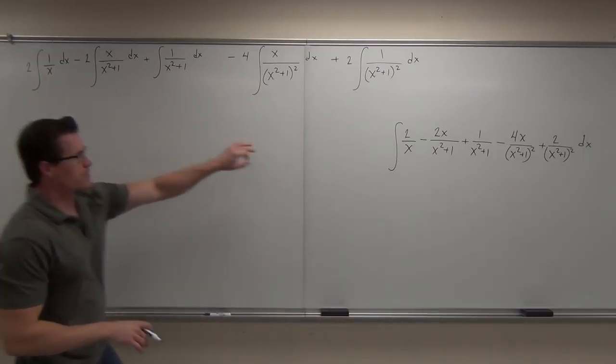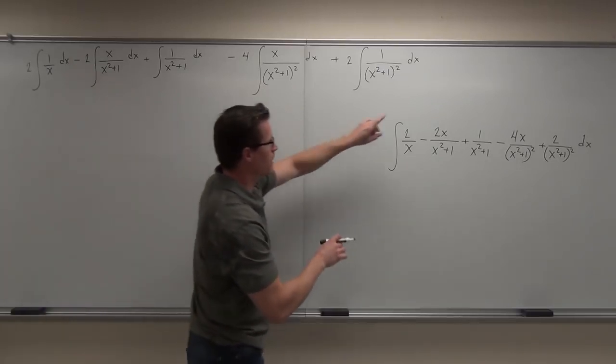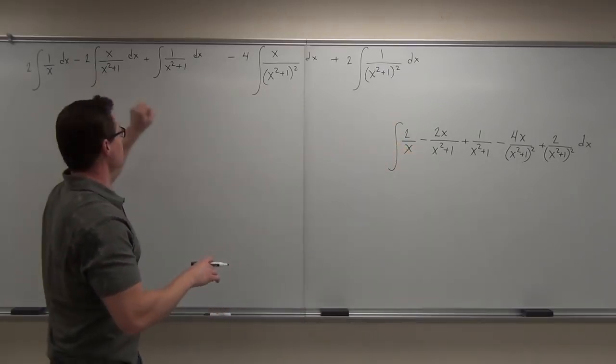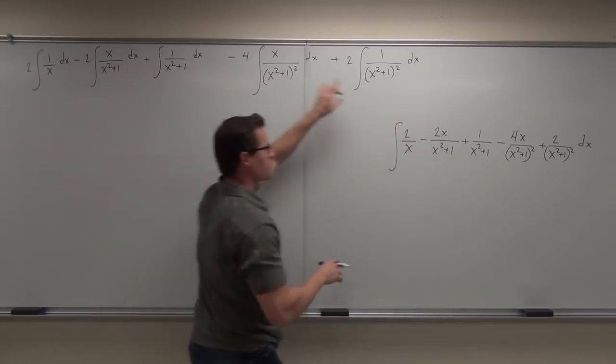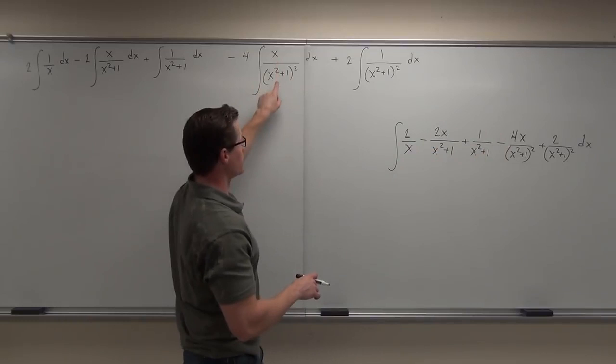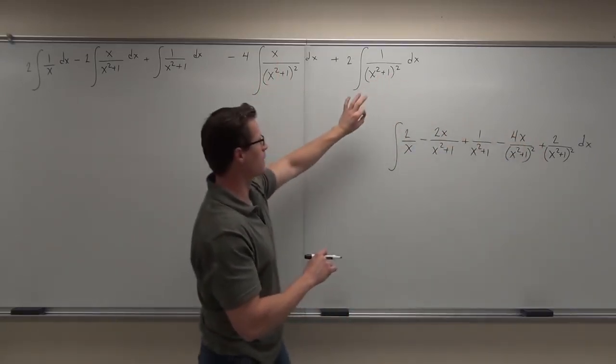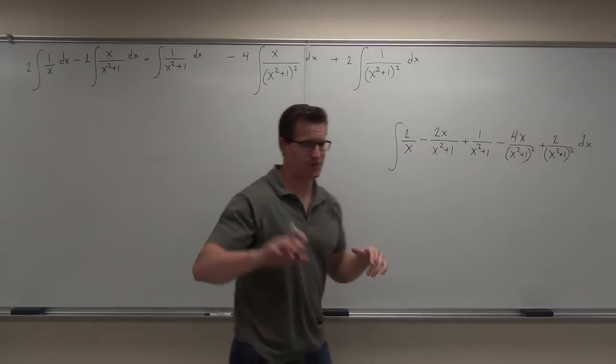We pulled the 2 out, we got 1 over x dx. We pulled the minus 2 out, we separate our integrals, we got x over x squared plus 1 dx. This one was great, just an integral of 1 over x squared plus 1 dx. Minus, we pulled the 4 out, we got x over x squared plus 1 quantity squared dx. Pull the 2 out, we got 1 over x squared plus 1 quantity squared dx. Show of hands, be okay with that one?